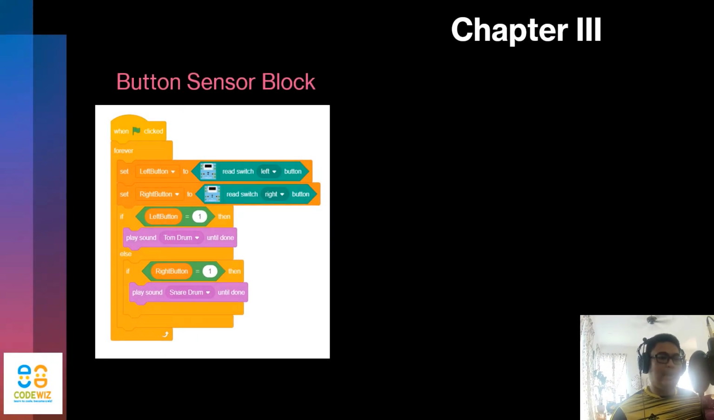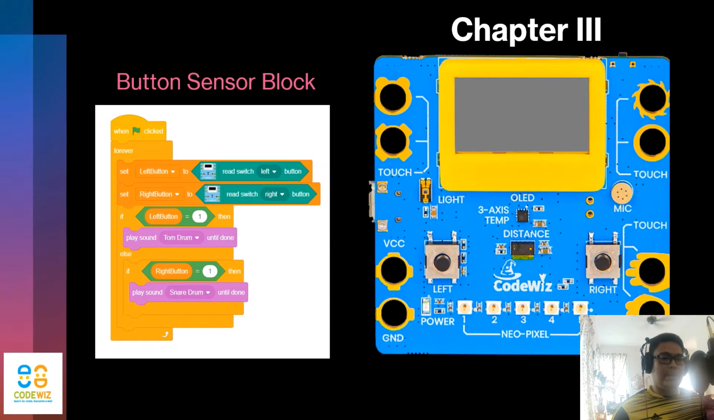Next sensor, button sensor block. The button sensor block is used to make a decision using two buttons here, the left button and the right button. In the Coding School 3 program, we have a read switch button, whether the left button or the right button, to make an action and give the instruction to the Code Whiz to act.